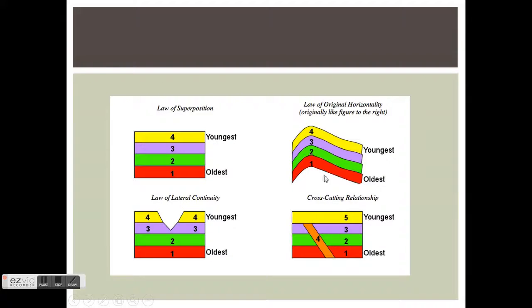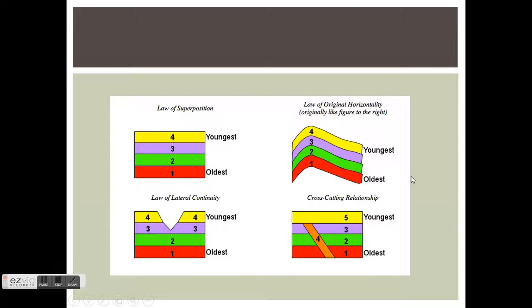The next one we're going to talk about is called the cross-cutting relationship. And the cross-cutting relationship is when something crosses over something else, it has to be younger than the things it crosses over. So in this bottom right picture, we see we've got 3 layers, and then we have number 4, this diagonal line. This is probably like magma coming up to the surface. We call it an igneous intrusion. And number 4 crosses over 1, 2, and 3, but it doesn't cross over 5, which means that 4 had to be there before 5 was present.